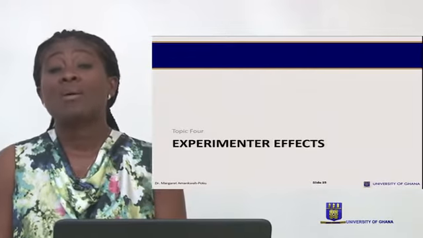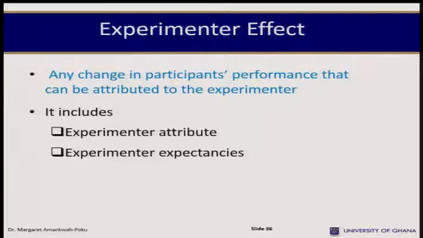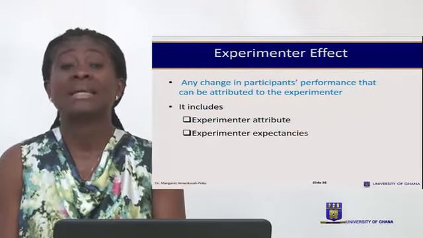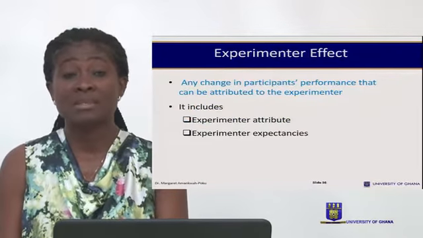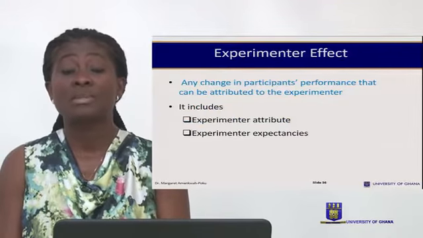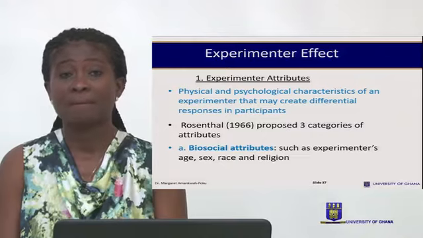So let me talk now about experimental effect. These are changes in the participants' performance that can be attributed to the experimenter. There are things that the experimenter can do, or events related to the experimenter, that can change responses that participants make. So briefly, I'll talk about two of them: experimental attributes and experimental expectancy.